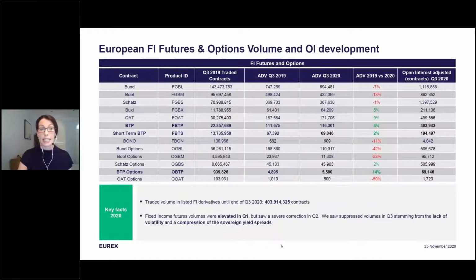The Italian segment has gone from strength to strength. ADVs are up 4% and 2% in the BTP and BTS futures. And this, of course, has been triggered by COVID impact in Italy and surrounding geopolitical issues. So now let's focus on the Italian segment.